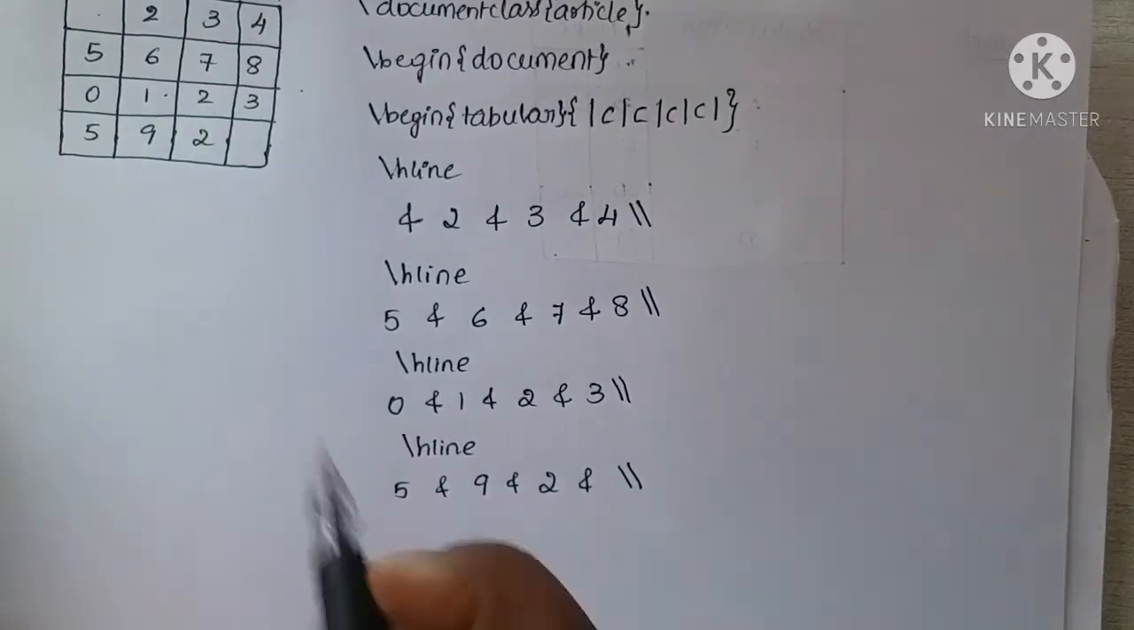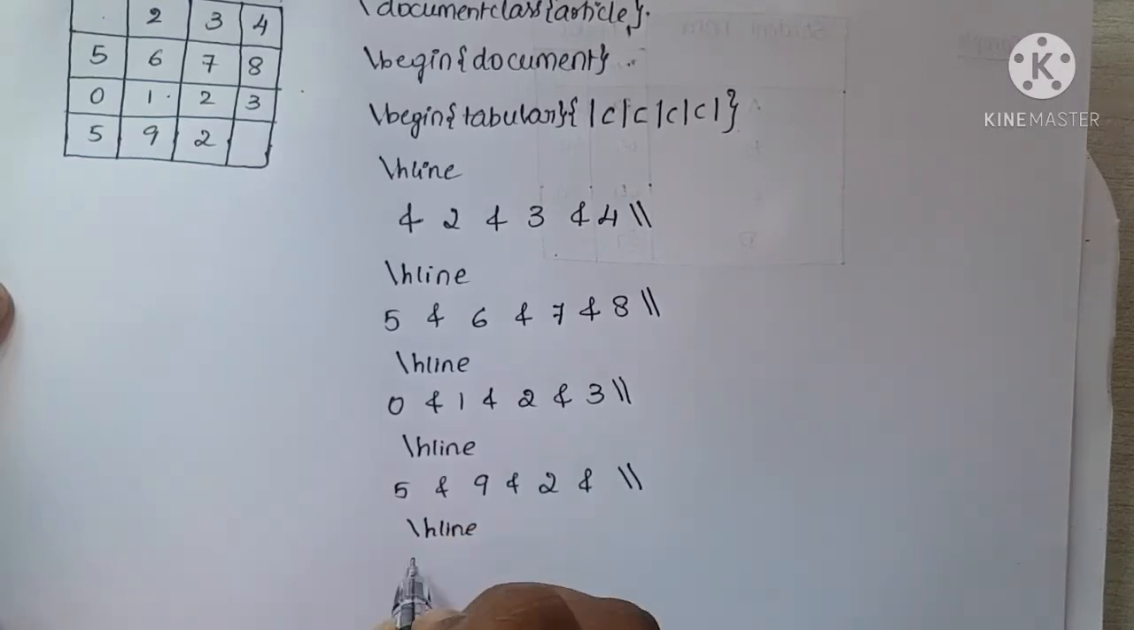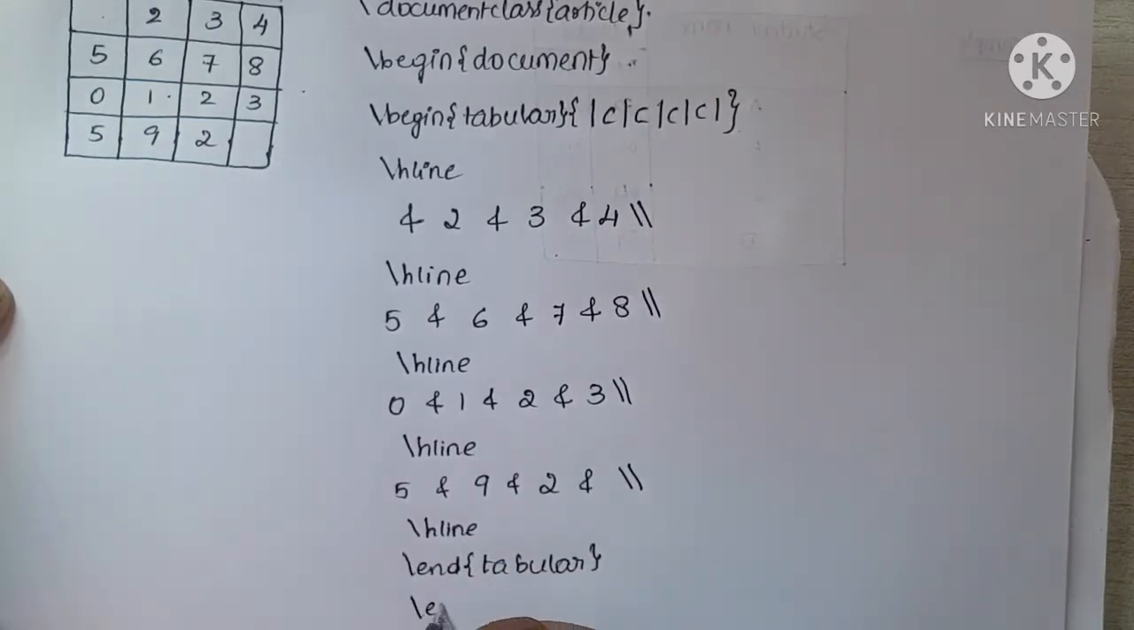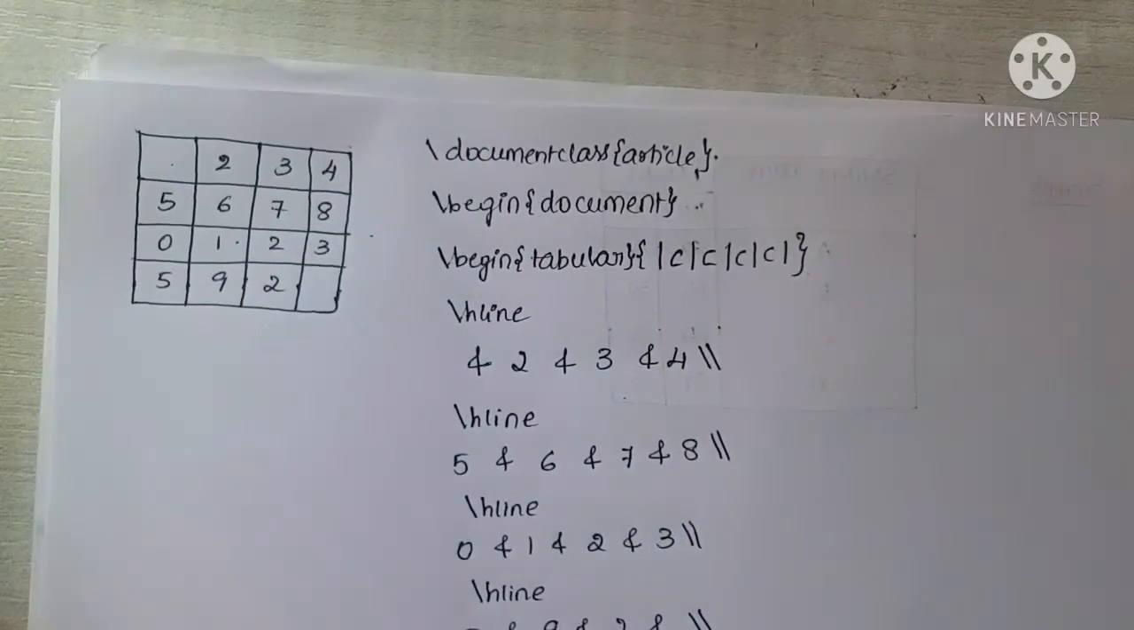What is the last we need? We need a \hline. So \hline. First what have I begun here? Tabular. So I am going to end the tabular. \end{tabular}. We have begun the document, so we need to end it. \end{document}. So this is the LaTeX code in order to create this table.